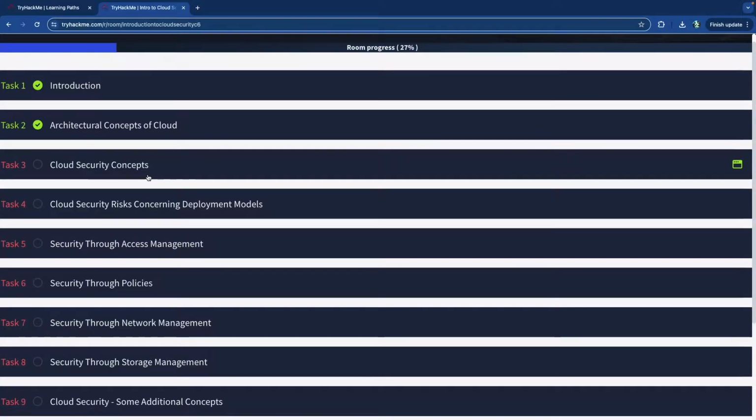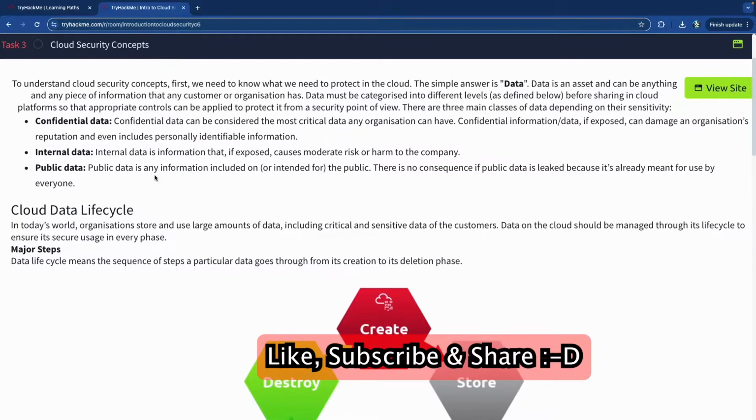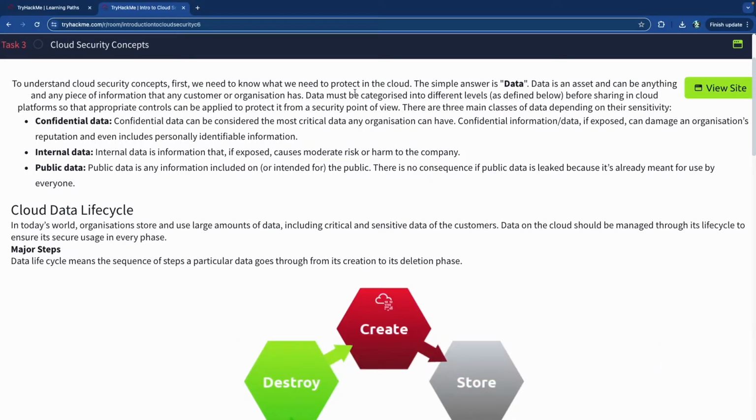And now let's jump into cloud security concepts. All right, now that we understand what a cloud is and what cloud infrastructure and software and platforms are, the key concept that we need to understand is that we need to protect stuff that is inside of the cloud.